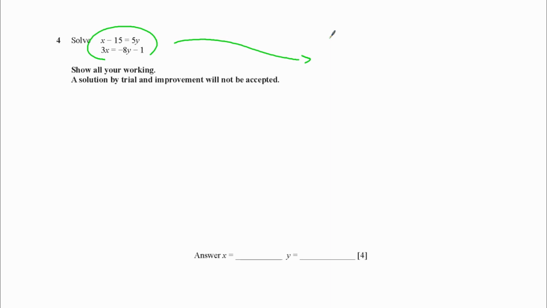So on the first equation, I'm going to take the 5y to the other side and minus 15 to this side. So I am going to do minus 5y from both sides, and add 15 to both sides again. So that would give me x minus 5y equals 15. On the second equation, I just need to take minus 8y to the other side. In a way, I need to add 8y to both sides of the equation. So that would be 3x plus 8y equals minus 1.